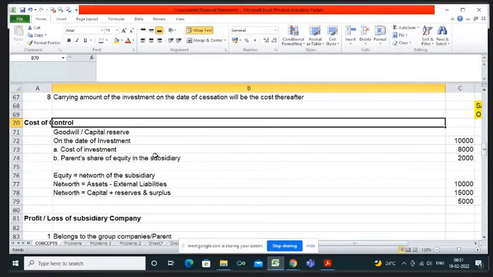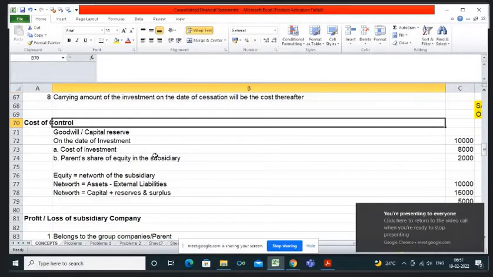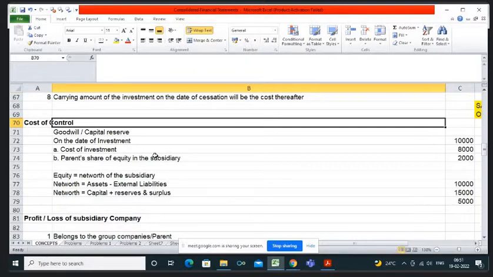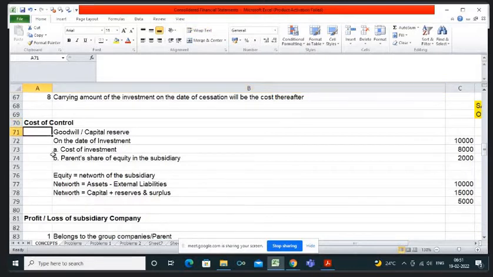Are you able to see the Excel sheet or are you having any problems? No, sir, clear. Okay. I think now it will be visible to you.